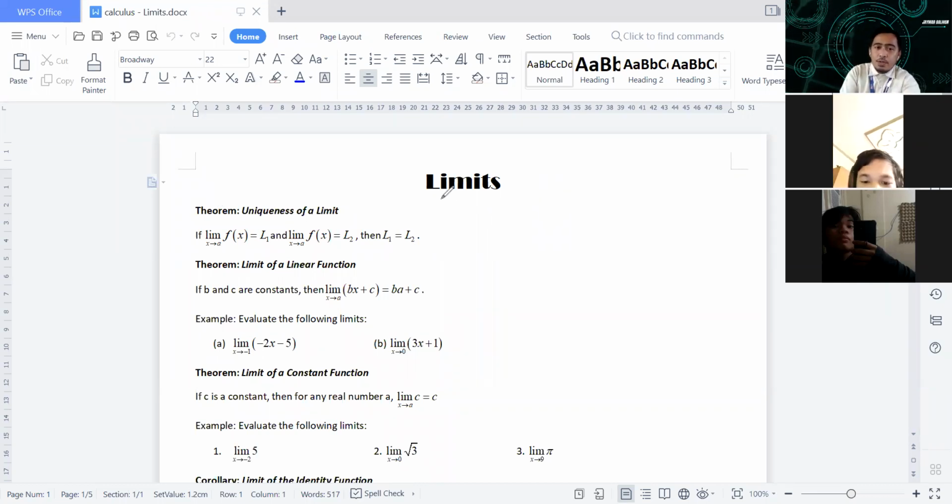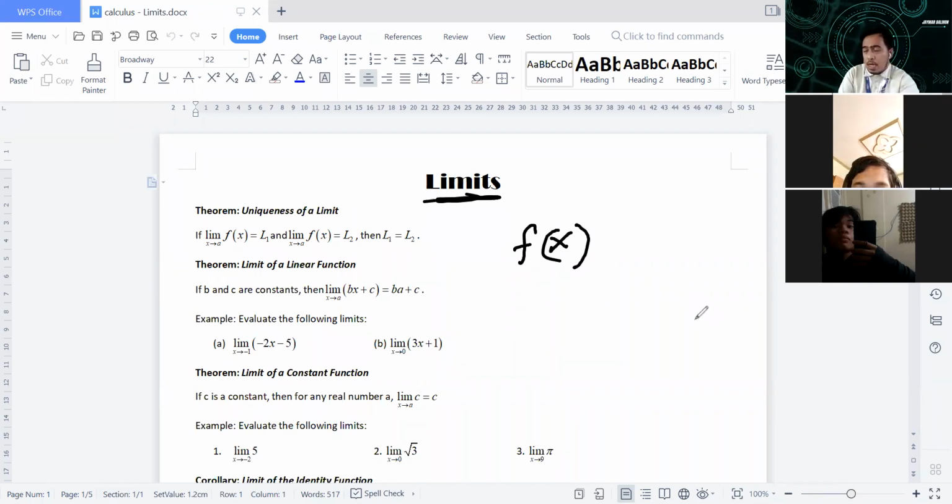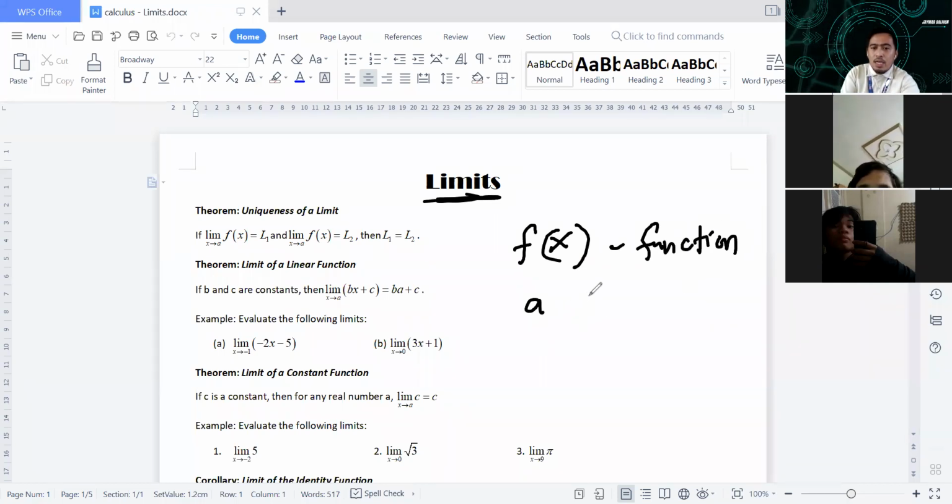Before we consider the theorems given here, let us first discuss the idea of a limit. If we are going to consider a limit, class, there must be two things that we need to consider. First, you should have a function, say we call it f of x, and we must also have a fixed point, and we will call it a. A function and a fixed point.